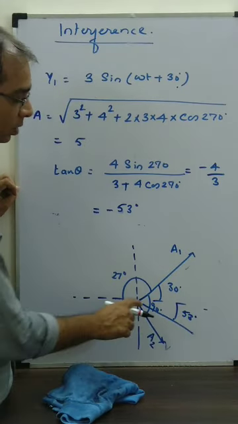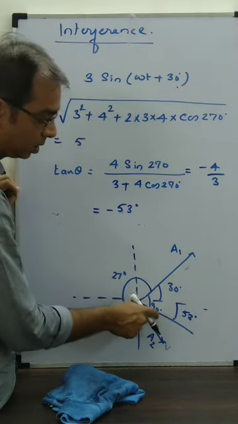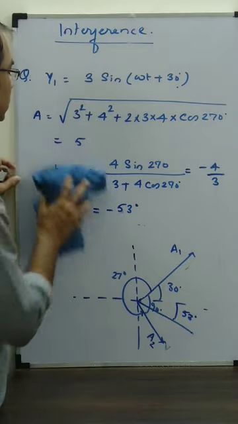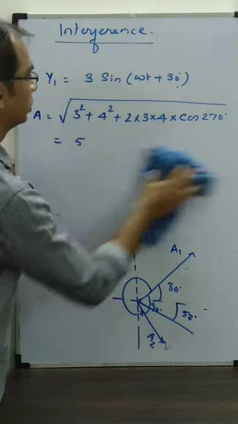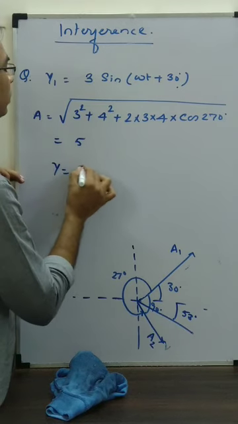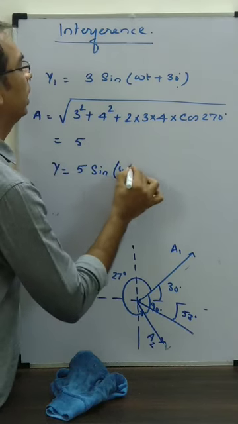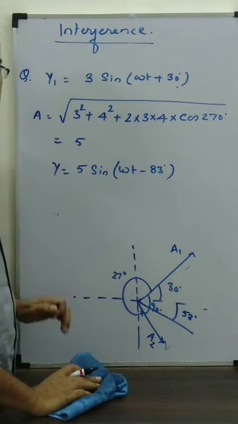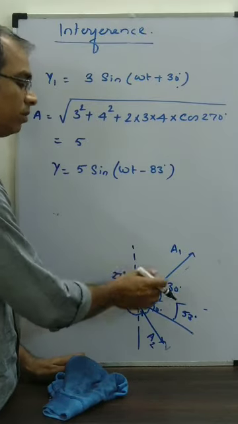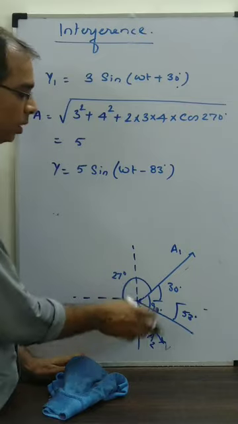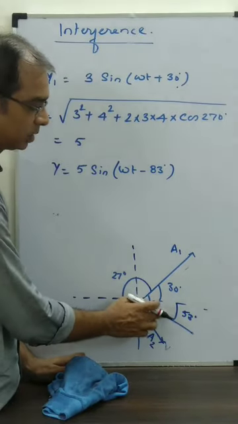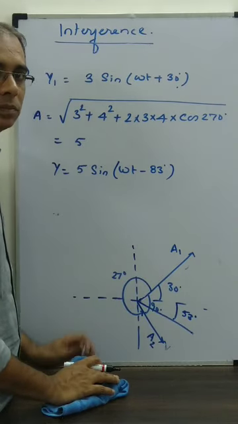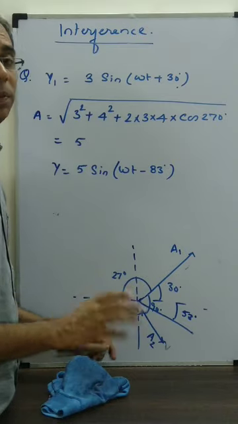But you have to write from where? You have to write from A1. So from A1, how much is the angle? 53 plus 30. So how to write the final answer? Final answer we will be writing as y equal to 5 sin(omega t minus 83). Why minus? Because it's below. If it's in the front side, you would have written positive. But here it is below. So I am writing 30 plus 53. That means 83 degrees. But it's below, so minus 83. Is that okay?